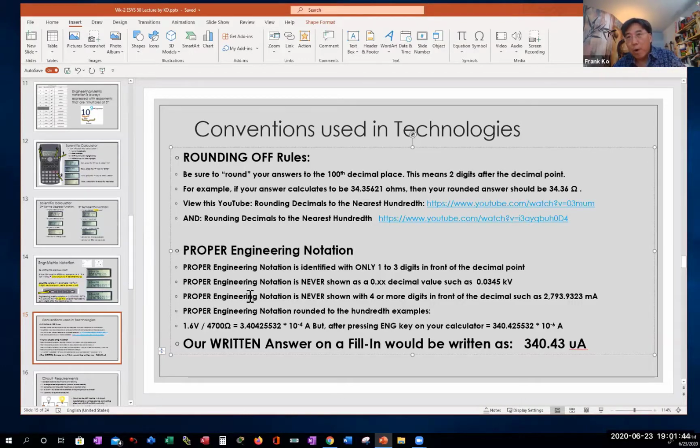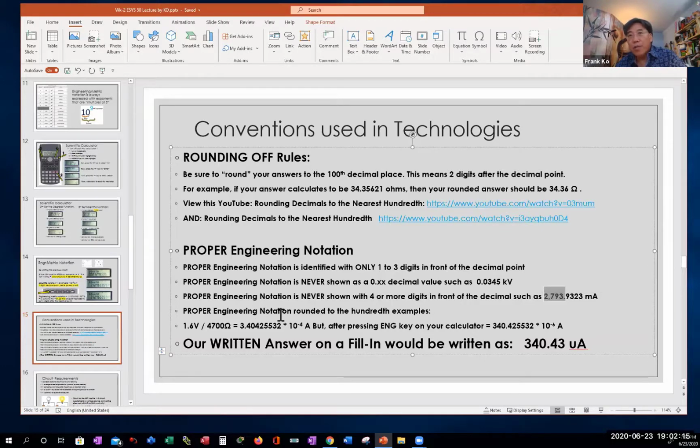Next bullet. Proper engineering notation is never shown with 4 or more digits in front of the decimal, such as this, 2,793.9323 milliamps. Take a look at the decimal point. How many digits do I have in front of the decimal point? 4. That is a no-no. We don't show anything except 1 to 3 digits in front of the decimal point.